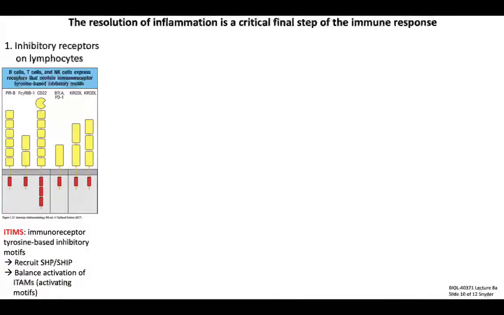These are expressed on T cells, B cells, and NK cells, and when they bind to their cognate ligand, they can recruit these SHP proteins, which function by removing phosphate groups from molecules that are associated with lymphocyte antigen receptor signaling. So by doing this, this class of receptors basically antagonizes or balances out the activation of signal transduction pathways, which we had previously learned about as being critical for T and B lymphocyte activation. These receptors can also block NK cell degranulation.